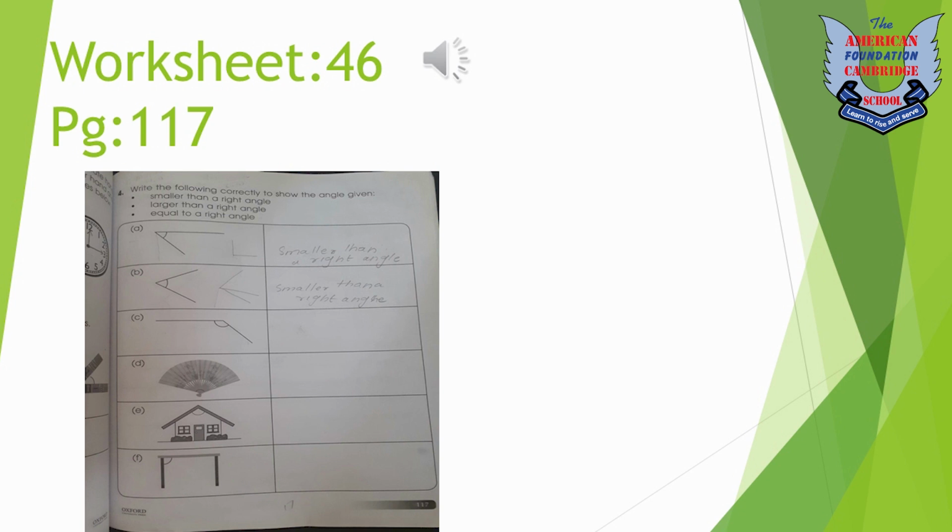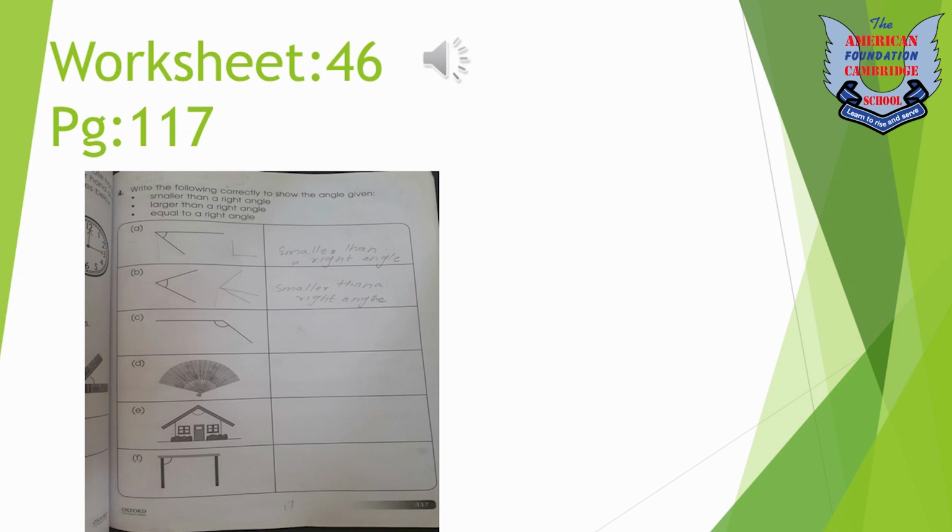Come toward part A. As you are seeing 2 lines, and the second line is not straightly below the first line. It's less than 90. As you are seeing in the picture, I have drawn a line which is making a 90-degree angle, but the line which is given to us is less than that line. So this is an acute angle. So the sentence which we will write here will be smaller than a right angle, because this line is making an angle which is smaller than a right angle.